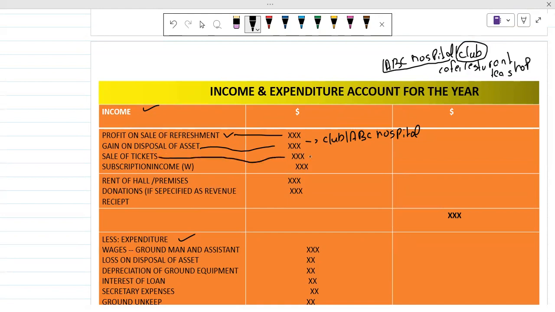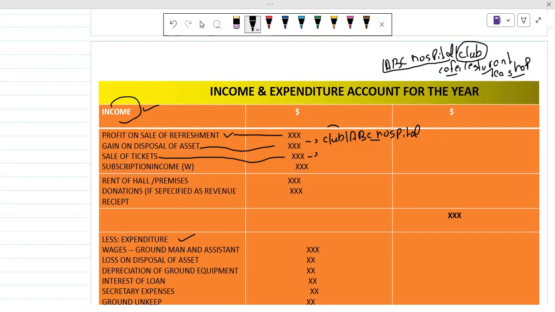Sale of tickets, what is that? I just told you that maybe the ABC hospital arranges a concert in their cafe, in their restaurant, in their tea shop, just to gain some cash. Maybe they call a musician or a singer. If a singer is coming to their cafe, restaurant, and tea shop, they have to sell tickets to the audience. It means they are gaining some money from it, so it would also be income for the NPO. That is why sale of tickets would come under income.